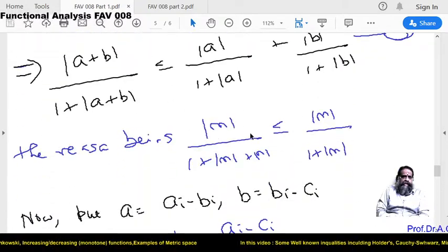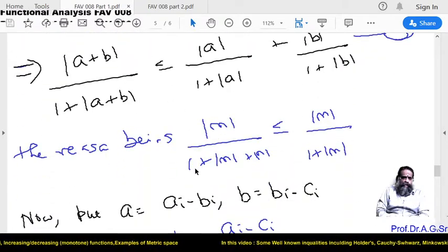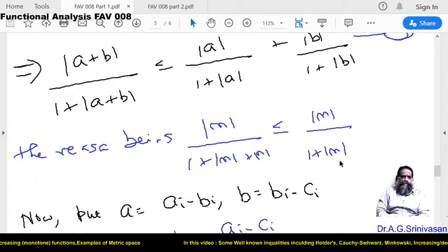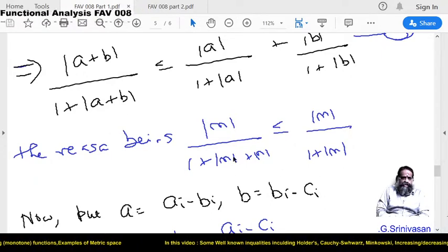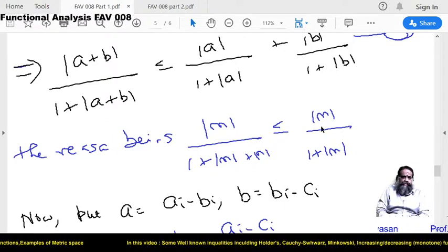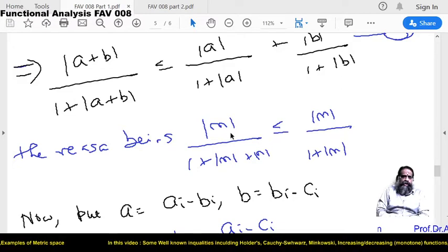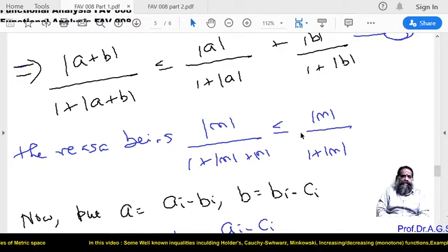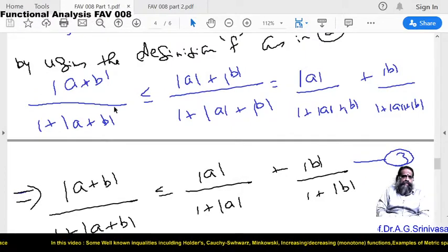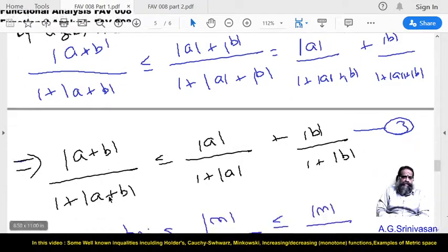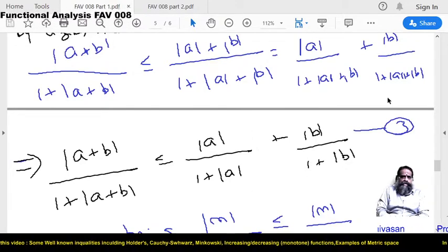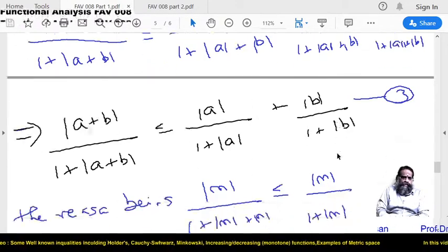And you know that modulus m by 1 plus modulus m plus modulus n is less than or equal to modulus m by 1 plus modulus m. Because the denominator here is bigger than this, when you invert it, this becomes smaller than this, because modulus is always a non-negative number. Therefore, this inequality becomes modulus (a plus b) by 1 plus modulus (a plus b) is less than or equal to modulus a by 1 plus modulus a plus modulus b by 1 plus modulus b.